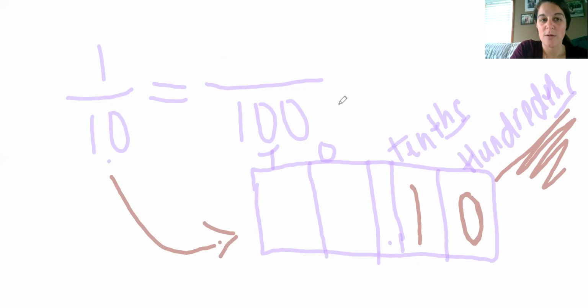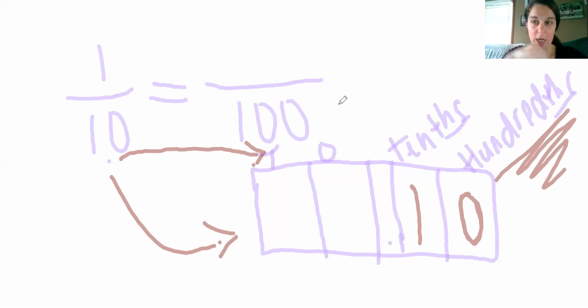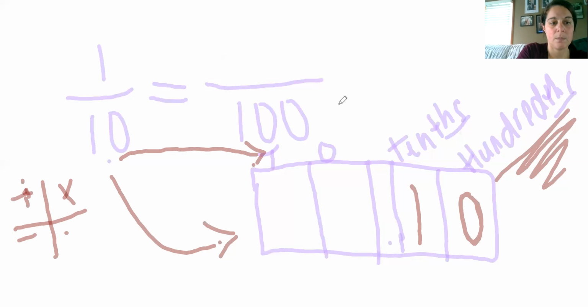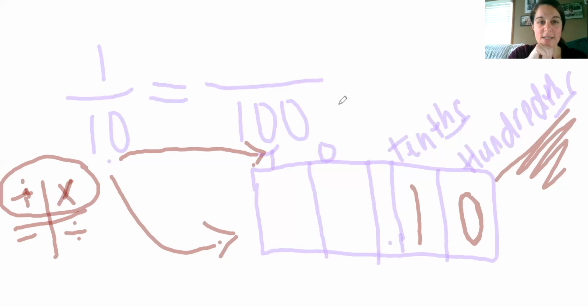10, we're going from 10 to 100. So we're going bigger. If I want to get bigger, I need to do a certain operation. If I want to get bigger, I could only do adding or multiplying. And in this case, I know you're going to say it.